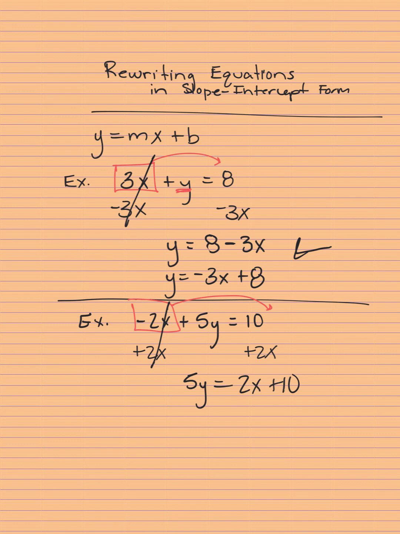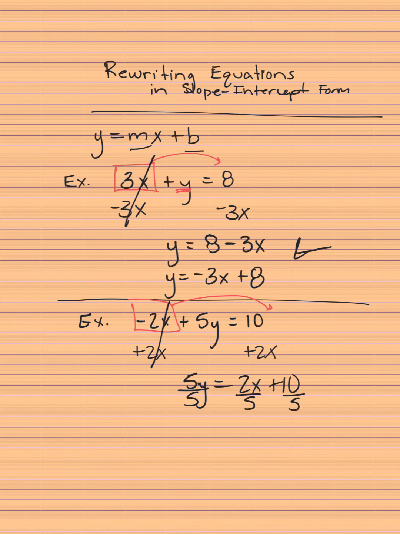Now I'm going to go ahead and get rid of this 5. This 5 is being multiplied by my y. That's what it means when they're right next to each other. So the opposite is to divide by 5. What I really need to do is take this whole side and divide by 5. Except if I look like this, I can't see my slope and my y-intercept. I need a separate slope and y-intercept in my slope-intercept form. So another way is to divide each of these individually by 5. Divide 2x by 5 and divide the 10 by 5.